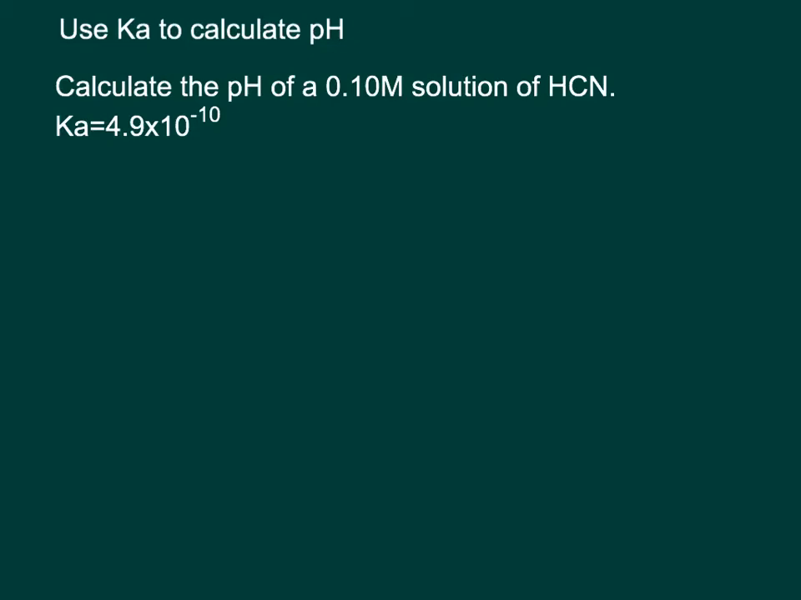Okay, so in this video we're going to use the Ka, which is the acid dissociation constant, or the equilibrium constant for a weak acid dissociation, in order to calculate the pH. So essentially where we're going with this is we need to figure out how much H+ is going to form at equilibrium, and then you take the negative log of that and you get the pH. So first thing we're going to do is write out this equation here.